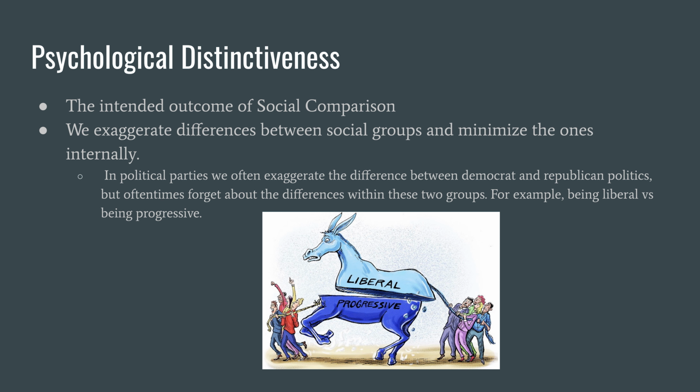We exaggerate differences between social groups and minimize the ones that are happening internally. In regards to the Democratic Party, there are often two groups, liberal and progressive, and it's an ongoing argument. But we often forget that we have differences internally because we're so against the other Republican Party. So we often forget it. Psychological distinctiveness really just refers to forgetting about the differences within our group so that we can enhance the differences between the other group.